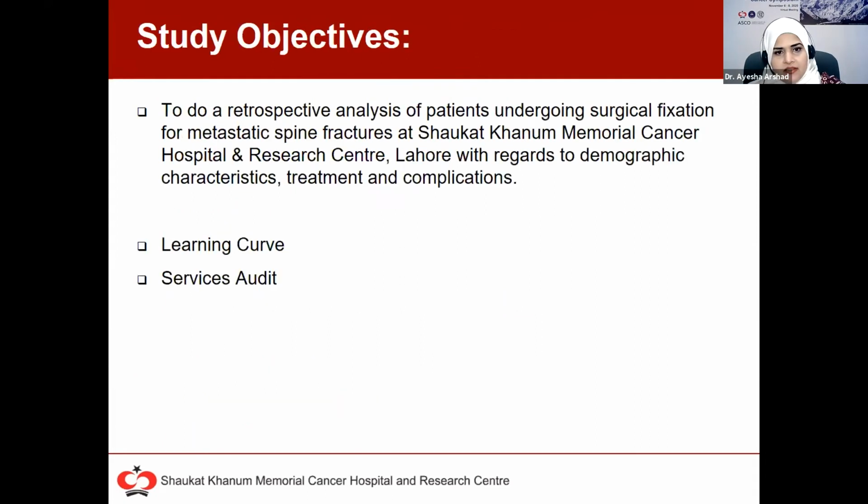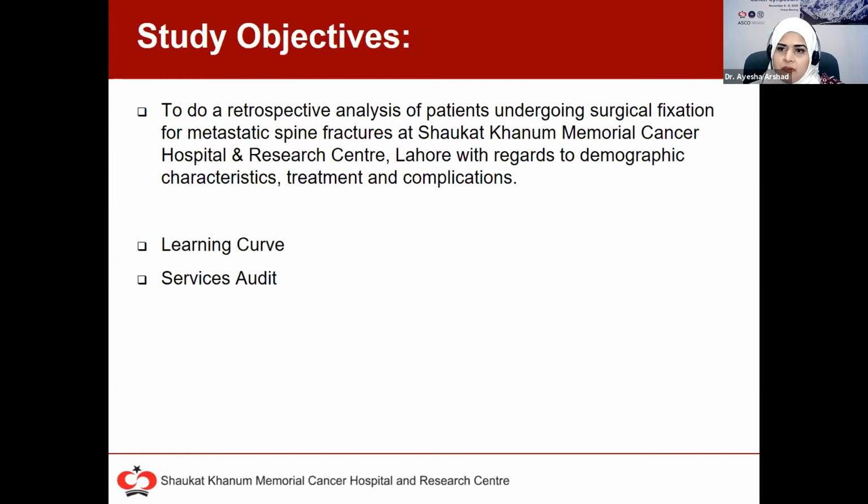So we just wanted to analyze our data, our initial fixations. This is a retrospective analysis of the patients undergoing surgical fixation for metastatic spine fractures at the Shaukat Khanum Memorial Cancer Hospital and Research Center, Lahore, with regards to their demographic characteristics, treatment, and complications. What we wanted to do is see our learning curve as an institution.